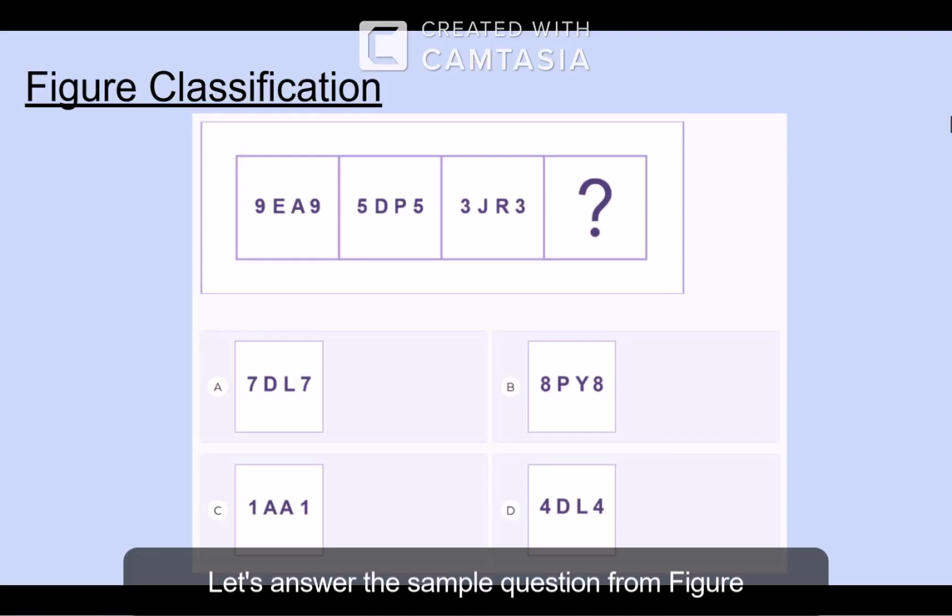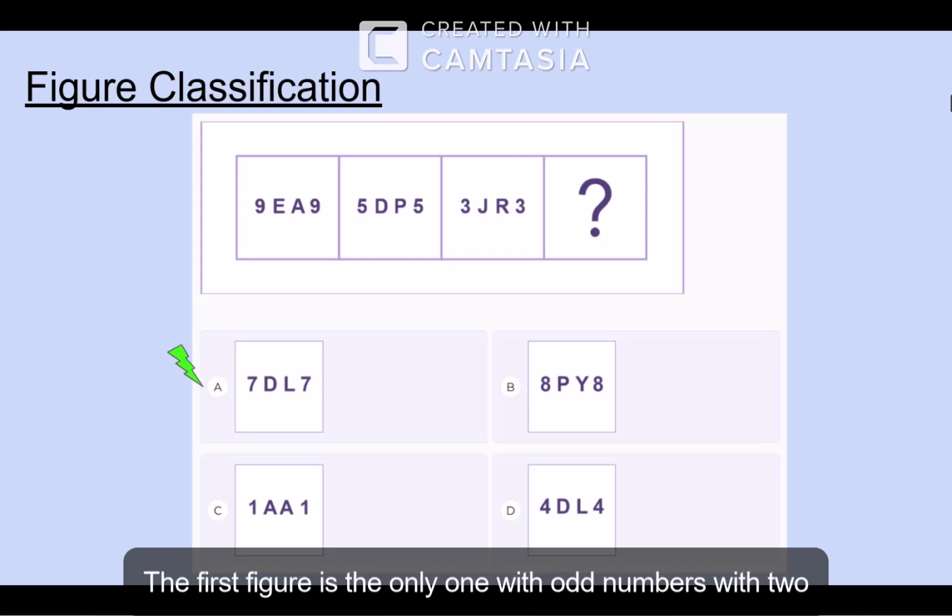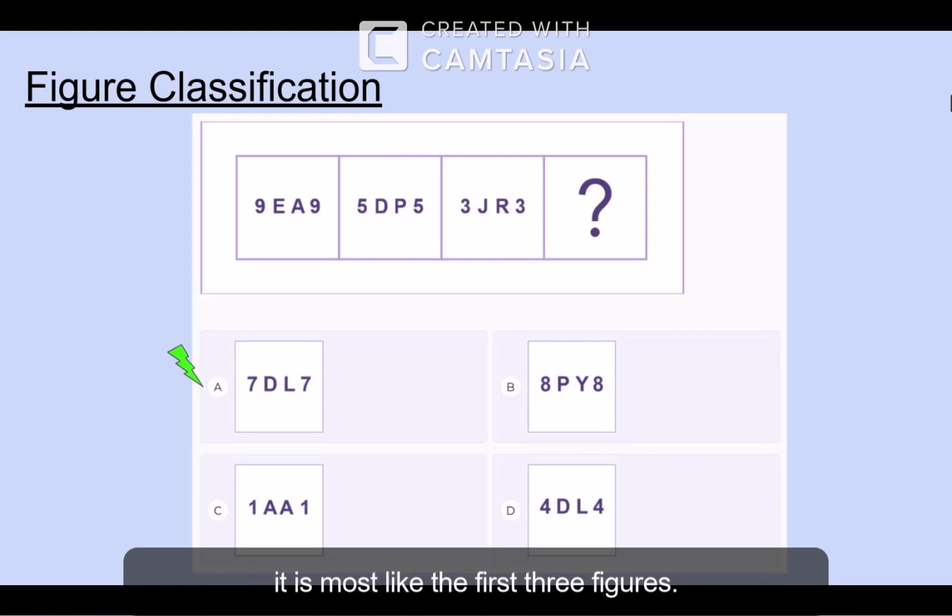Let's answer the sample question from figure classification. First, decide how the first 3 figures are alike. Then, examine the answer choices and choose the one that is most like the first 3 figures. How are these figures alike? Each figure has odd numbers on either side of the different letters. Now, look at the answer choices. Which one is most like the first 3 figures? The first figure is the only one with odd numbers with 2 different letters in between them. Choice A is the answer. It is most like the first 3 figures.